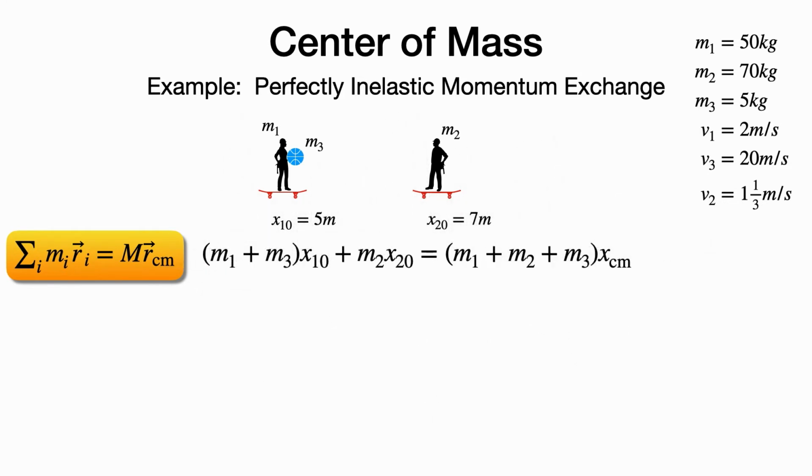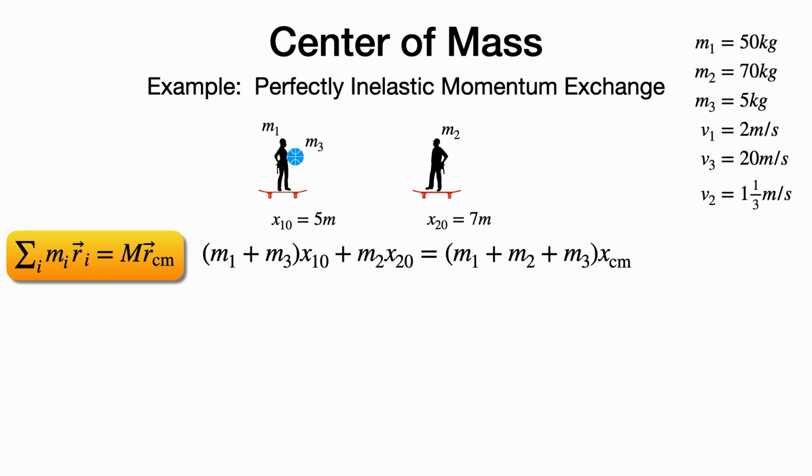To get this, we're going to take the two masses which are at position x1,0, that is mass 1 plus mass 3, that total mass times their position. We're going to add to this mass 2 times its initial position, and that's going to be equal to the total mass, which is the sum of all three masses times the position of the center of mass.